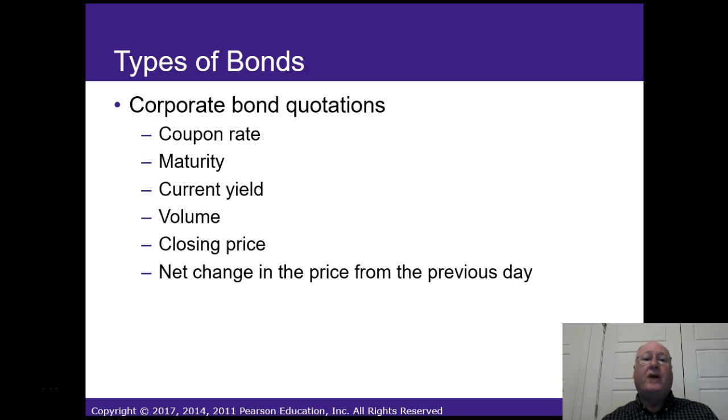When you look at corporate bonds, there's going to be the coupon rate, which is the actual percentage that is paid back. There's going to be the maturity. There's going to be the current yield, which takes into account the coupon rate and the amount that you're either paying above or below the face or par value. There's just the volume, so the ease that you have of being able to liquidate your holdings, the closing price, and then also you'll be able to see what the net change in price is from the previous day's activity.